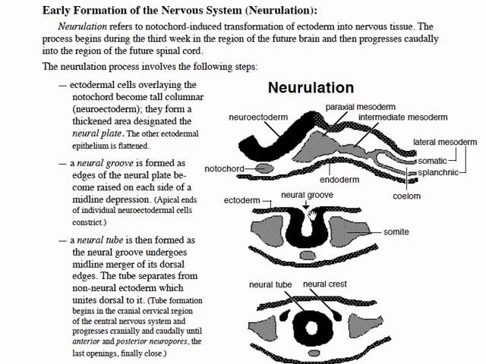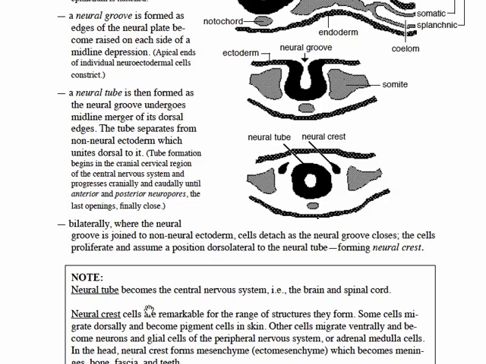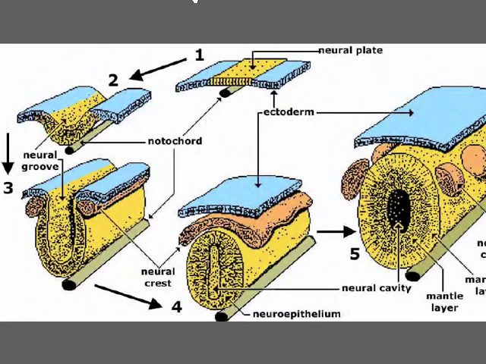Shoulders of the groove come together and form a neural tube and bilaterally neural crest. Neural tube becomes the central nervous system, that is the brain and spinal cord, and the neural crest cells become neurons of the peripheral nervous system. They also become pigment cells in the skin. They become cells of the adrenal medulla, and actually they become several other tissues which we'll discuss when we get to the head. This cartoon shows the various stages of neurulation.